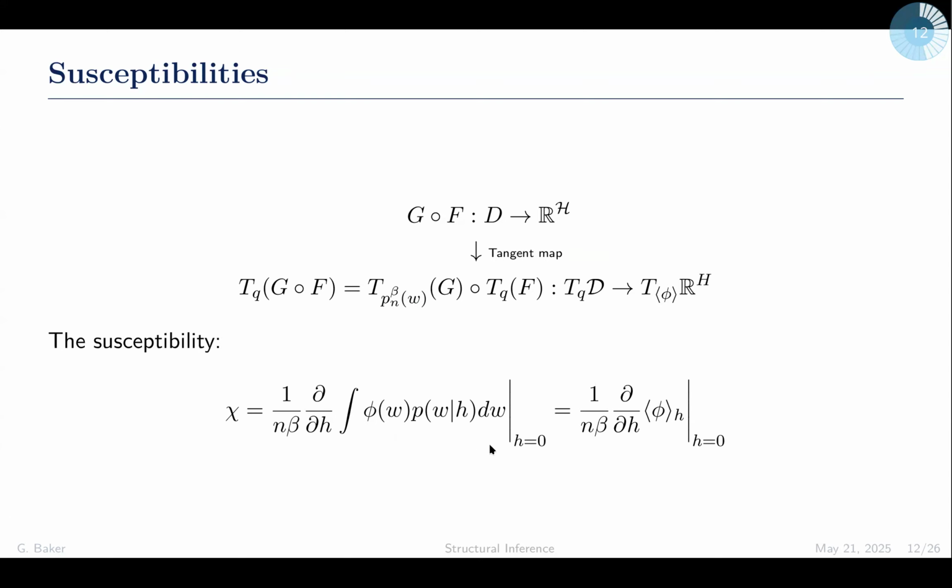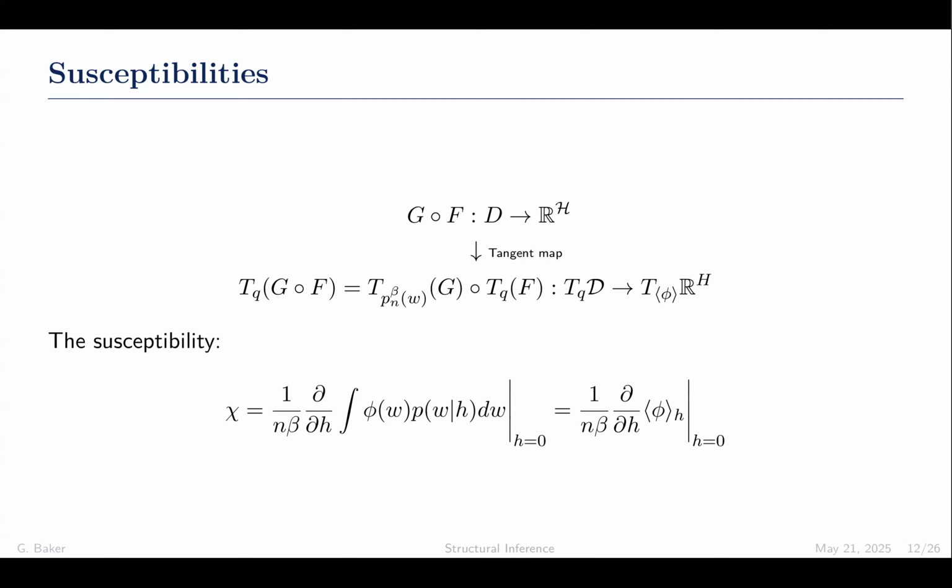And so that's what we do. This is the expectation, and we're finding the derivative of the expectation with respect to h. And we have a 1 over n beta for reasons we don't have to get into immediately. So this is kind of hard to compute because we need to take this derivative of an expectation with respect to all the different perturbations on the posterior, different perturbations on the data set that we want to do.